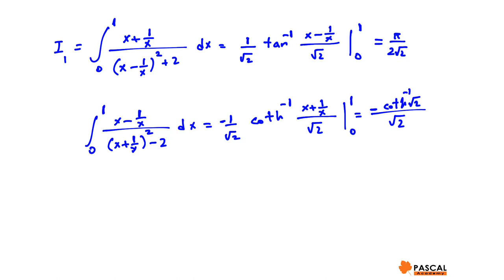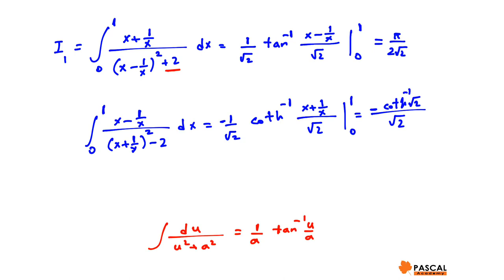And since the integral of du over u squared plus a squared is 1 over a tan inverse of u over a, if we assume x minus 1 over x is u, x plus 1 over x dx is du, therefore I1 is 1 over the square root of 2, tan inverse of x minus 1 over x divided by root 2, from 0 to 1.